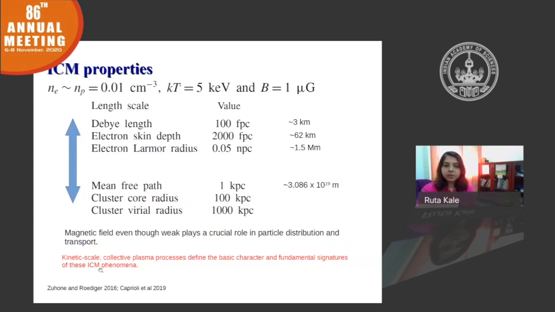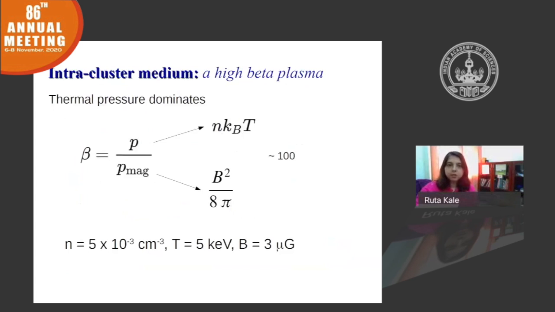So basically, in this plasma, there are collective plasma processes which define the character of these phenomena, and those are the things that we try to probe using radio observations. So this plasma is what is called a high beta plasma. This beta is just the ratio of the thermal to magnetic pressure, and in this case, the thermal pressure dominates.